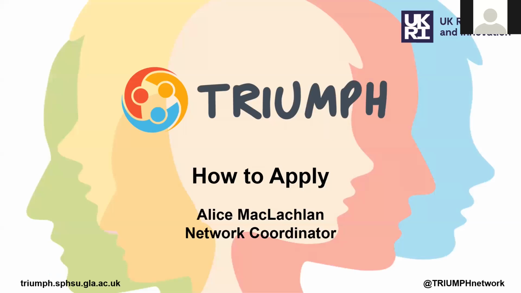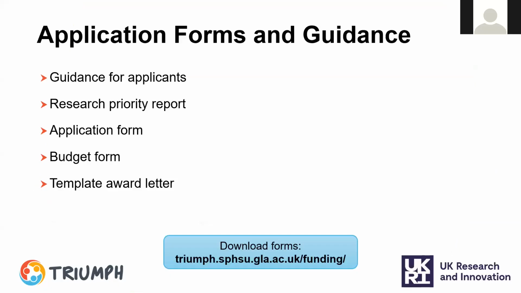So now I'm going to go on to a bit more information about how to actually apply for the call. First up, just say that all of the documents are available on the website to download. So there's guidance for applicants, which has a bit more detail about some of the things I'll be going on to discuss. There's the research priority report that Joe's already covered. There's the application and the budget form, which you'll need to complete and submit. And there's also a template award letter, which just sets out the terms and conditions you'll need to agree to if your application is successful.